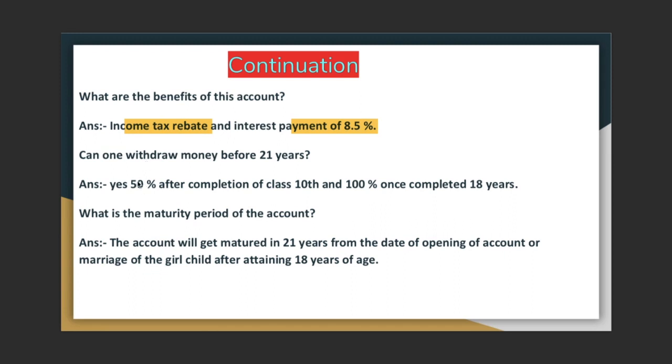Now the next question, can one withdraw the money before 21 years? Yes, 50% you can withdraw after the completion of the class 10 and 100% once completed 18 years. Why 100% once completed 18 years? Because 18 years is the legal age for the marriage of the girl child.